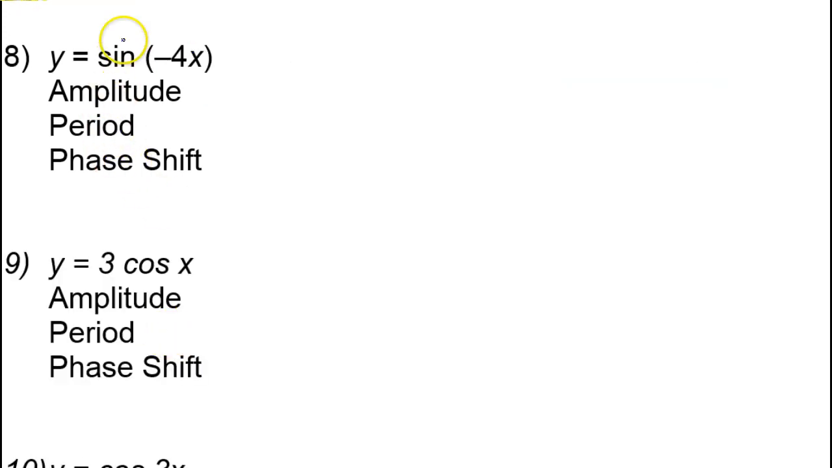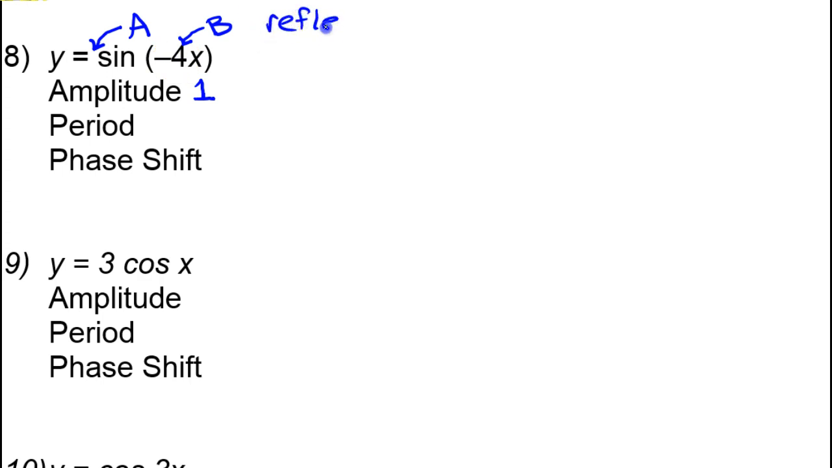Let's talk about number 8. The a value is right here, or it would be. Since the a value is 1, that means the amplitude is unchanged. Amplitude is 1. The b value is right here. This is interesting. The b value is going to affect the period. Because it's negative, though, in addition to changing the period, a negative sign right here is a reflection over the y-axis, so that should be interesting.